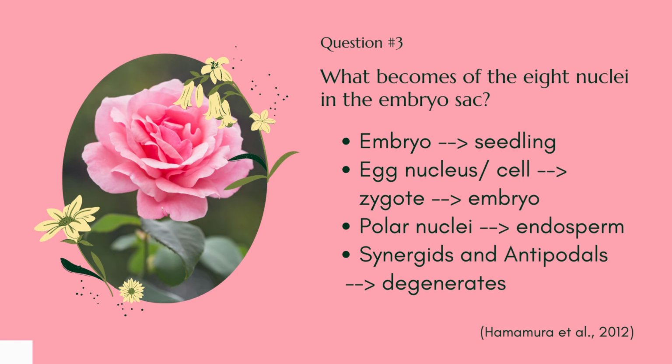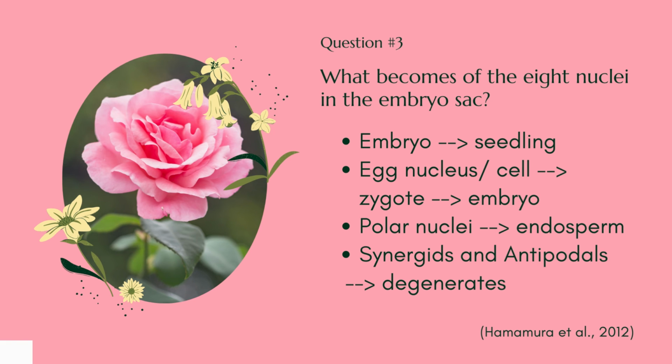For question number 3, what is the fate of each of the 8 nuclei in the embryo sac? The embryo continues to germinate and undergo embryogenesis, which is a continuous process to become the seedling. The polar nuclei and egg cell or nucleus both participate in the double fertilization event. The egg cell is fertilized by one of the 2 sperm cells, which underwent mitosis to produce 2 haploid sperms, which produces a diploid zygote in the process and develops to become the embryo, while the other sperm moves up and fuses with the central polar nuclei, which forms a triploid cell and develops to become the endosperm, which serves as the embryo's food supply during embryo development.